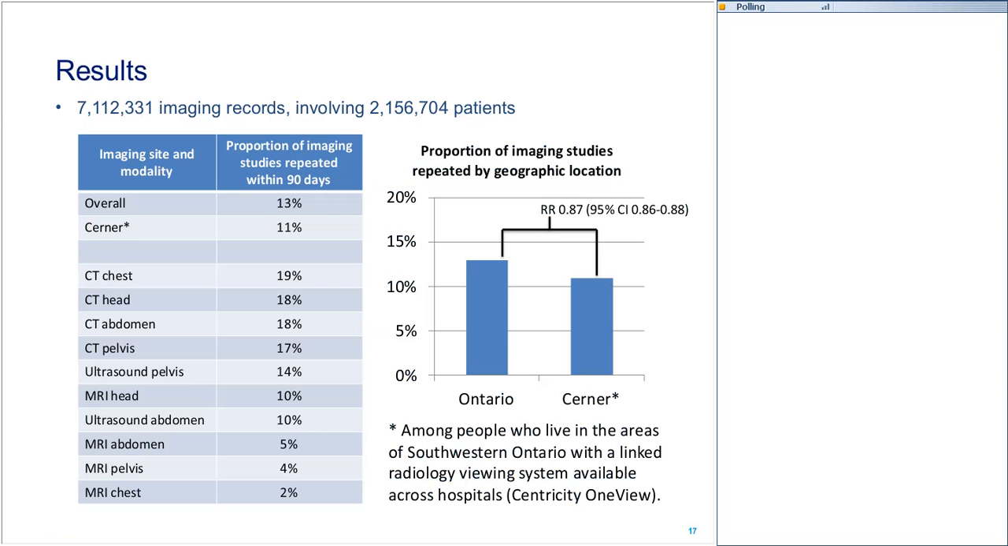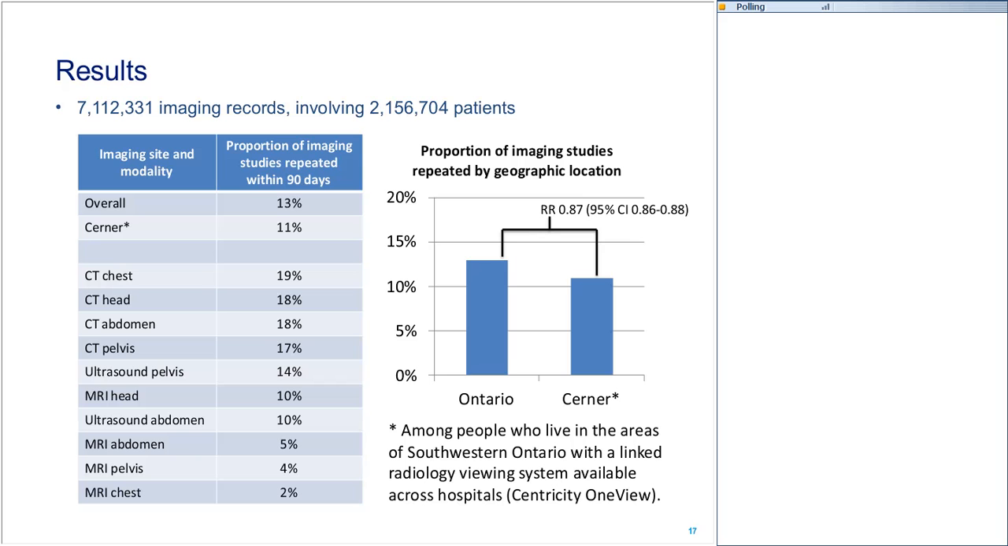So you'll see that within 2013, we found over 7 million imaging records, and this involved more than 2 million unique patients. And overall, our proportion of repeat within 90 days was 13%. And you can see there's quite a wide range of variation across the different modalities and locations. So CT chest was the highest at 19%. And then it was as low as 2% for MRI chest, with all of the MRIs being quite uncommonly repeated.